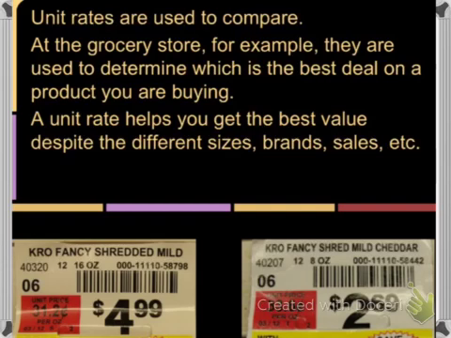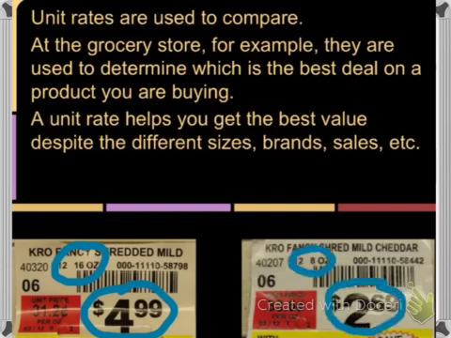So, unit rates are used to compare. At the grocery store, for example, they are used to determine which is the best deal on a product you're buying. A unit rate helps you get the best value despite the different sizes, brands, sales, etc. And here you can see mild cheddar cheese. Very often, if you buy a larger size, not always the case, but very often, it's a better deal. Here, the Kroger Fancy Shredded Mild 16 ounces is $4.99, and then the 8 ounce is $2.69. We can do that division.